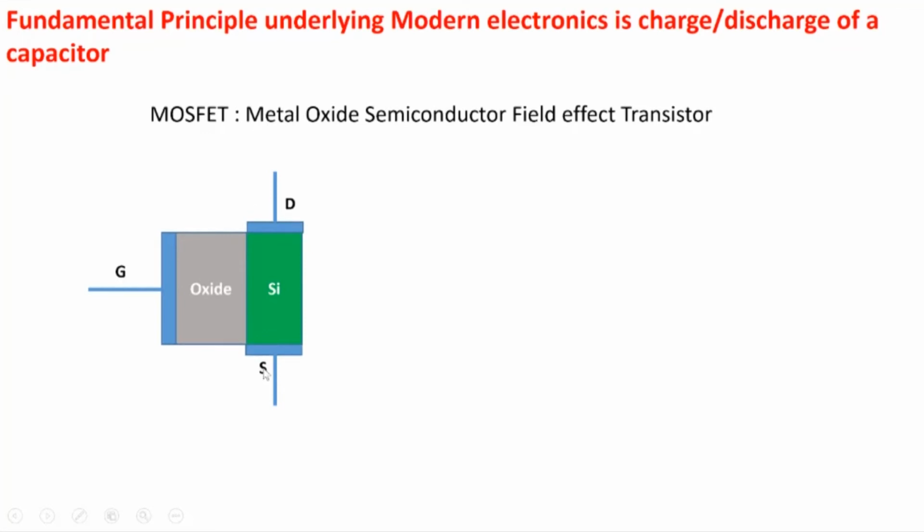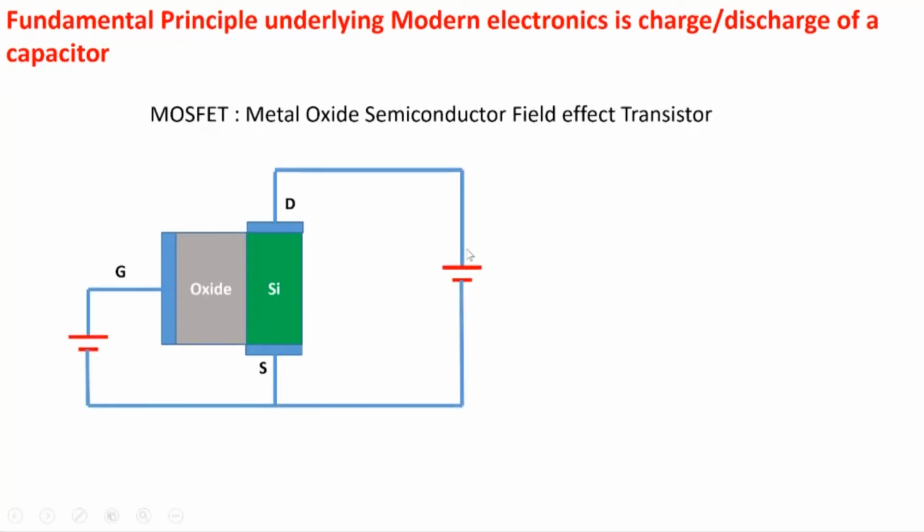It's an electrical device, so let's add some voltages. We use source as a common terminal, we add a voltage between drain and source, and we add a voltage between gate and source. Let's call them the drain to source voltage, VDS, with S just a common terminal for us, and this is the gate to source voltage, VGS. All right, so what is so special about this MOSFET?